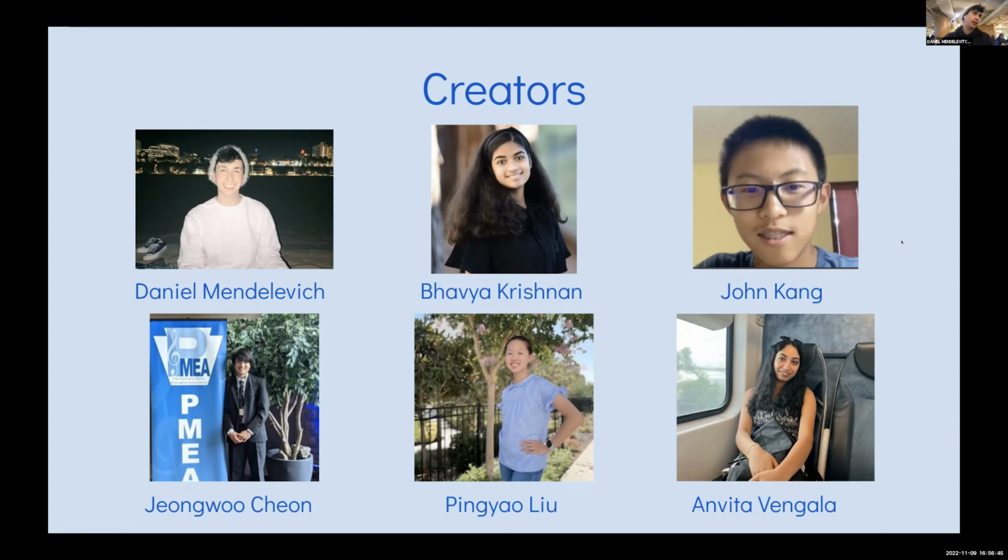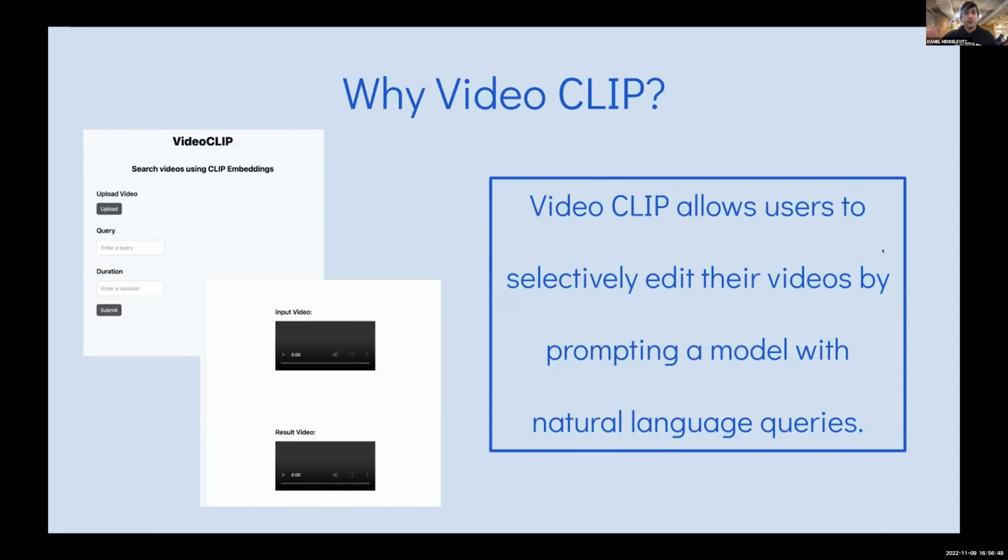So yeah, I guess we can start this presentation off. So what are we doing here? Video Clip is basically a service right now where you can go on a site, upload a video, type in a query, tell us how long of a segment you want, and click submit. Then this model that we've deployed will look at your video, analyze the content of all your frames, and match them purely semantically to the text information.